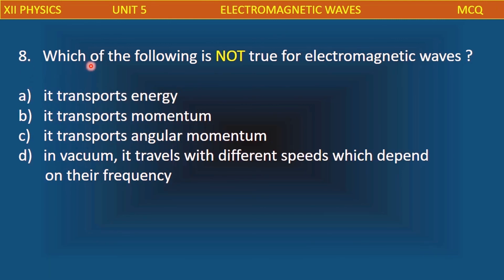Eighth question. Which of the following is not true for electromagnetic waves? Electromagnetic waves transport energy, momentum and angular momentum. So these three options are true for electromagnetic waves. What is not true? In vacuum or free space, it travels with different speeds which depend on your frequency. We know that electromagnetic waves travel with same speed in vacuum. So option D is not true for electromagnetic waves.